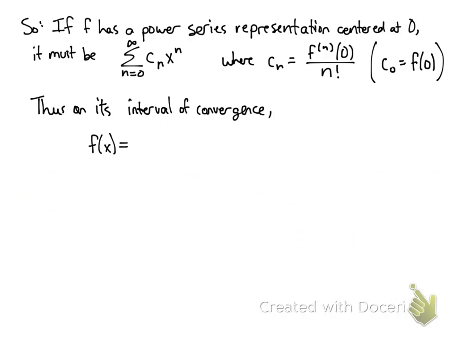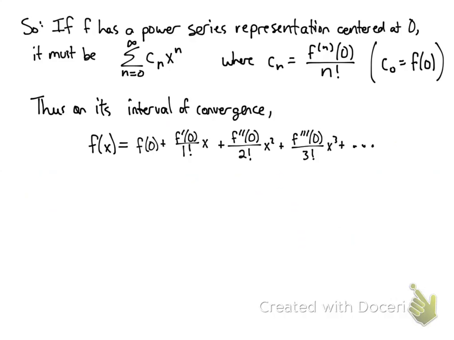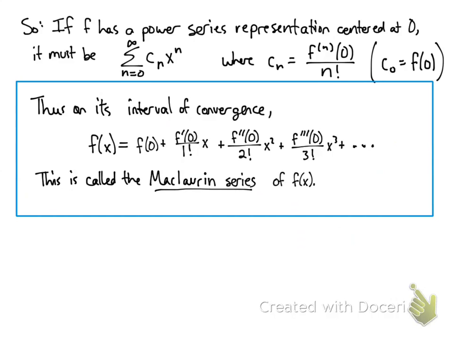So as long as that power series is convergent, right, on the interval of convergence, we can write this function f of x equals this power series. c0 is f of 0, c1 is f prime of 0 over 1 factorial times x, then f double prime of 0 over 2 factorial times x squared, and so on and so on and so on, and we get a power series centered at 0. That power series is called the Maclaurin series of the function, and it becomes very important in a lot of areas of math and physics. So there's the definition of the Maclaurin series of the function.